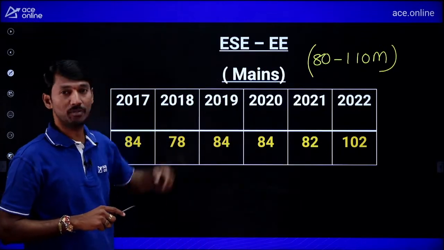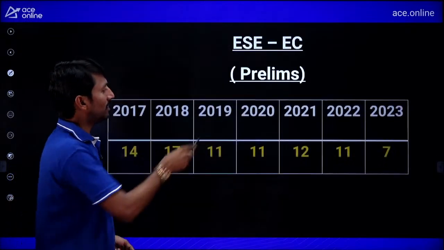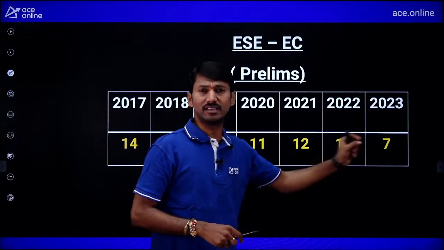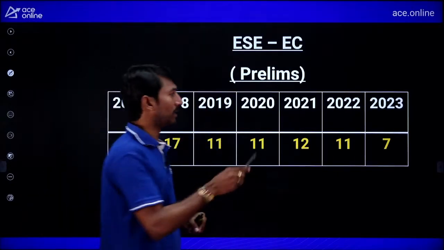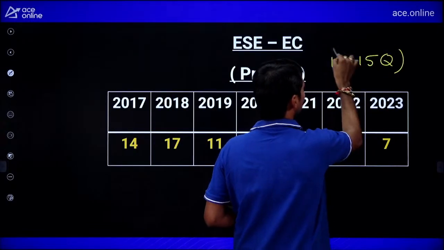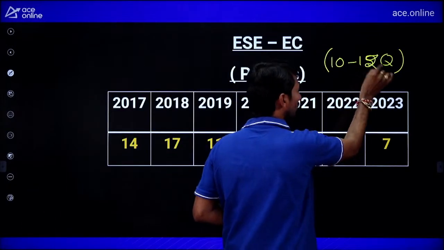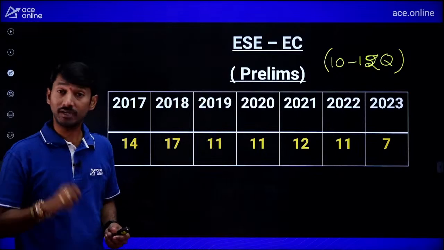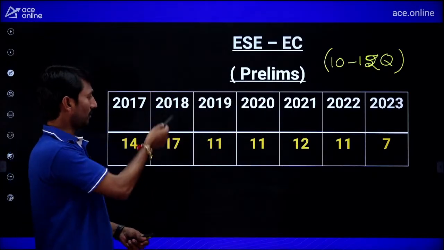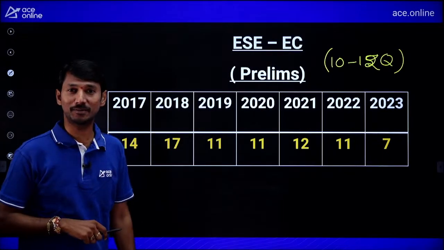That is electrical paper. Suppose if you go for electronics paper, in the prelims exam, sometimes 12, 11, but this year it has reduced to 7. But here generally we can say 10 to 15 questions, or sometimes 10 to 12 questions also we can say, no issue. But 10 to 12 also, 24 marks around. But long back, it has gone to 17 questions, etc.